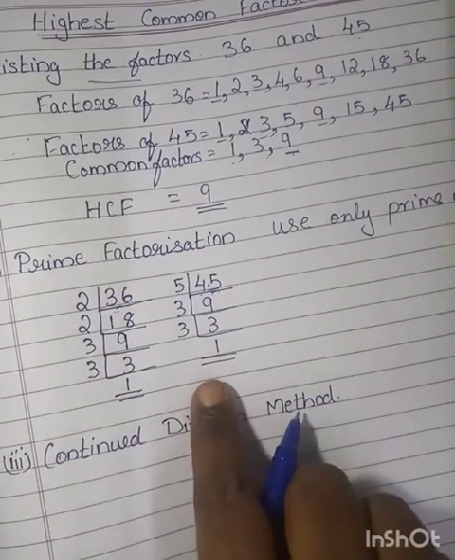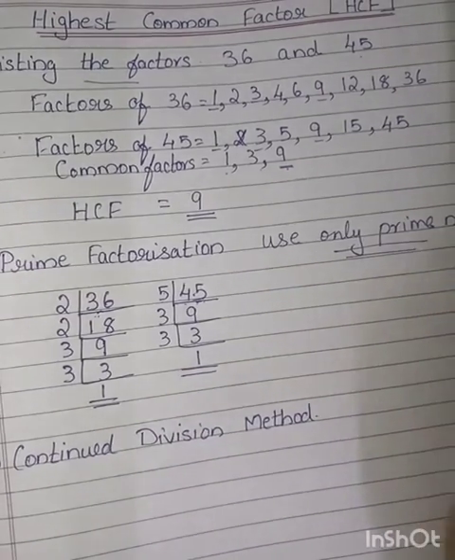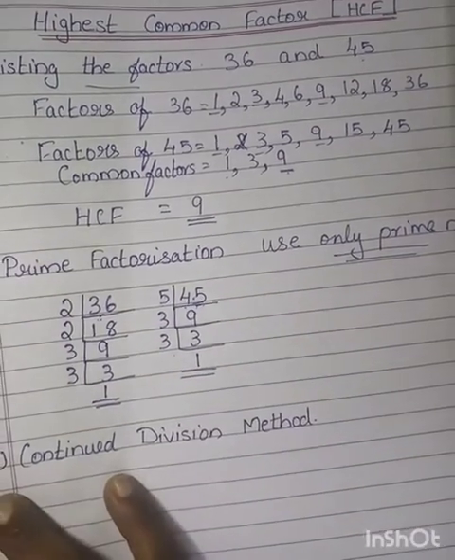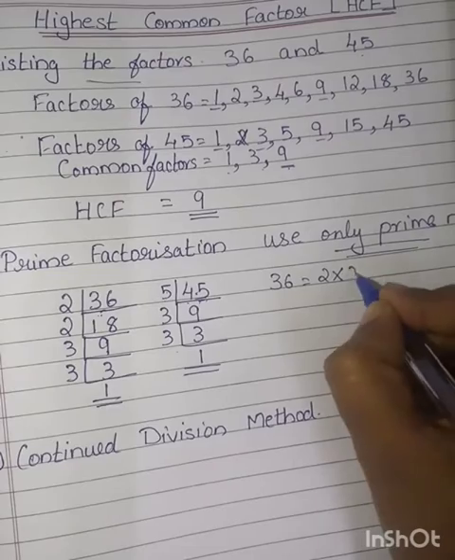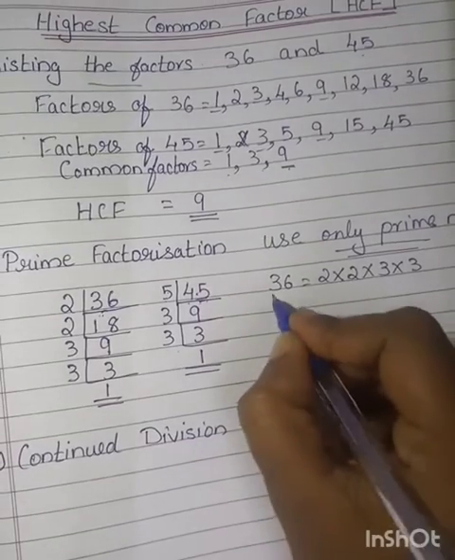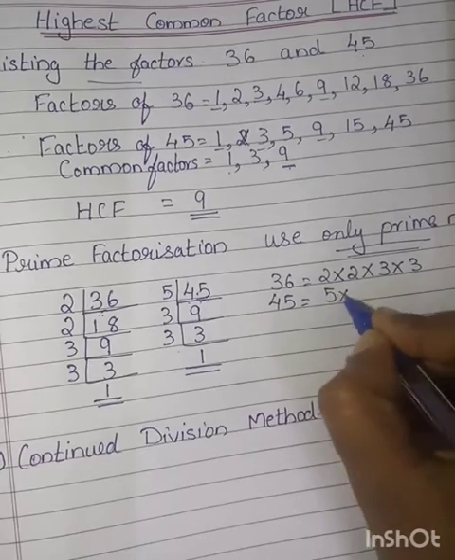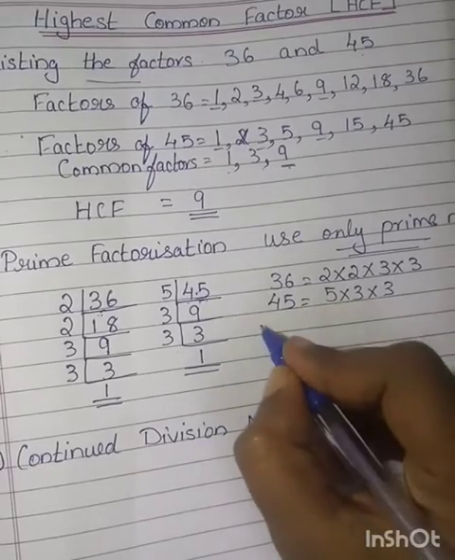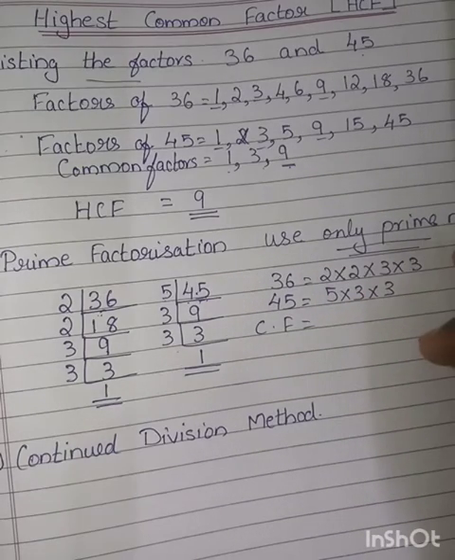So this is the prime factorization method. One thing which is very important is you can use only prime numbers. You can't use any other number for the division purpose. Once you are done with the prime factorization, you have to take those prime numbers and write them down like this, 2 into 2 into 3 into 3. The same way for 45, 45 equals 5 into 3 into 3. Once you write it down like this, it is very easy for you to identify the common factors, which are coming in both 36 and 45.